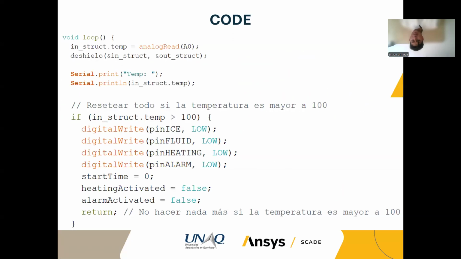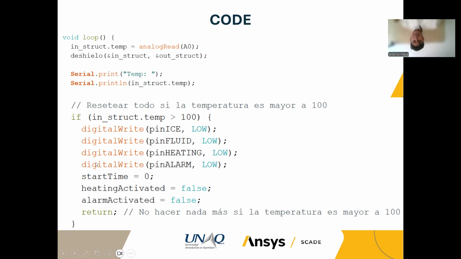Okay, never mind. I think I cut a part of the code. It's going to print the temperature and whether there is ice or not, indicated by 1 or 0. So we're resetting everything, all the inputs and all the outputs, putting them to 0. If the temperature is greater than 100, this means there is no ice.